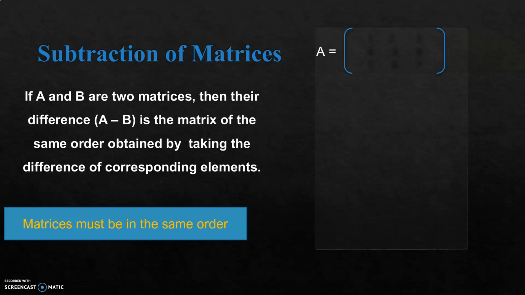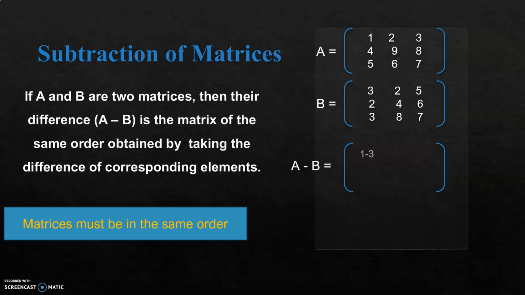For example, if A is equal to 1, 2, 3, 4, 9, 8, 5, 6, 7, and B is equal to 3, 2, 5, 2, 4, 6, 3, 8, 7, then A minus B is a matrix of the same order obtained by taking the differences of corresponding elements. That means A minus B is 1 minus 3, where 1 is the first element of A and 3 is the first element of B, in the first row and first column. Then 2 minus 2, where 2 is in the first row and second column of A, and 2 is in the first row and second column of B.